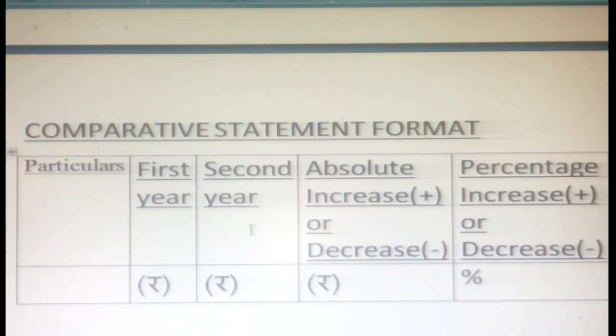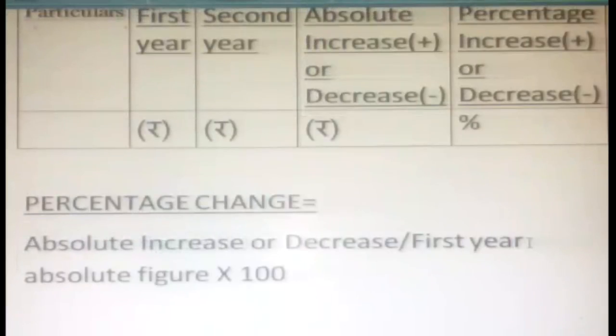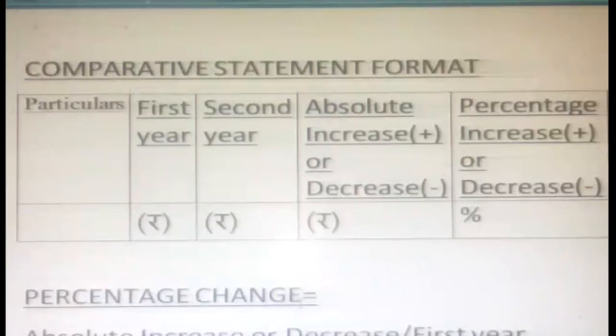It may be the same company or a different company. Then here the fourth column is absolute increase or decrease. Increase means you have to put a plus mark. Decrease means in brackets. Finally, you have to calculate the percentage, whether it's an increase or decrease. How are you going to calculate percentage increase, you know very well, correct? Absolute increase or decrease divided by first year absolute figure, that is the base figure, into 100. So everything in the form of percentage. That's the format of the comparative statement.